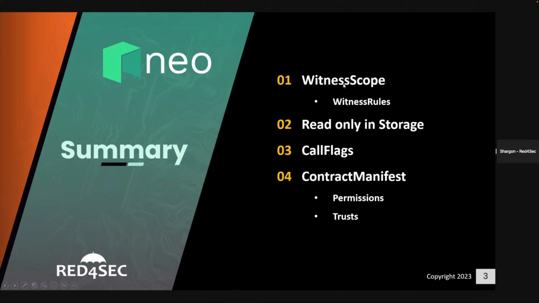The second point will be the read-only nested arrays, because we already see in our audits that people don't use read-only when it's necessary. So we think that is important. The third point will be the call flags for external contract calls. And the fourth point will be the contract manifest. And in this contract manifest, we will see the permission and trust.